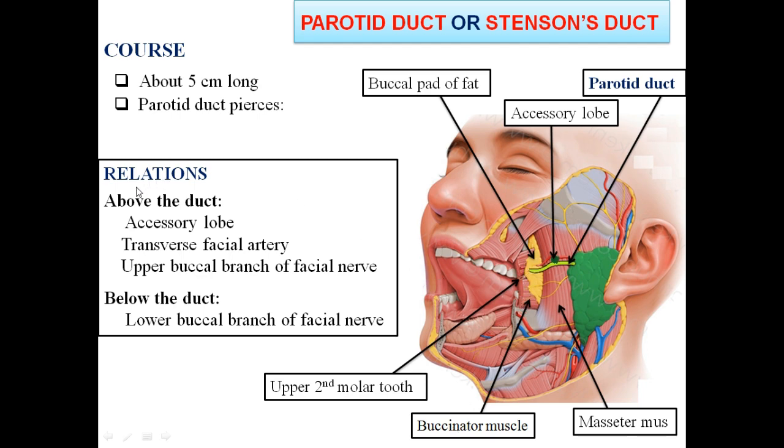And regarding the relations, the parotid duct has above it the accessory lobe of the parotid gland, upper buccal branch, and transverse facial artery, and below it there is the lower buccal branch.